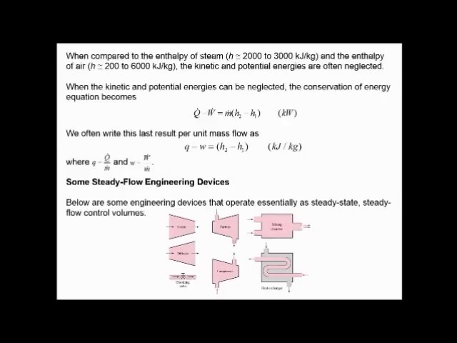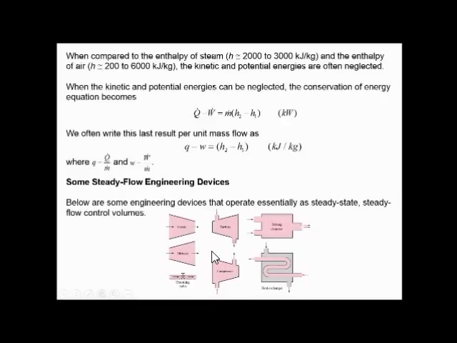When the kinetic and potential energy can be neglected, the conservation of energy equation becomes of this form: Q net minus W, the work done, equals M into H2 minus H1. And if you consider unit mass flow, then it will be small q minus w equals H2 minus H1.